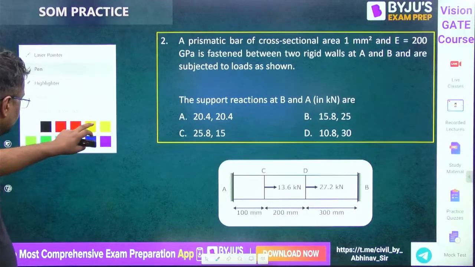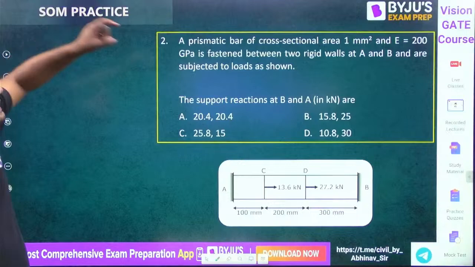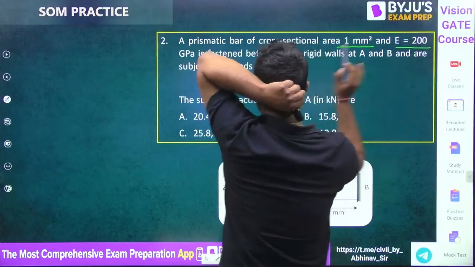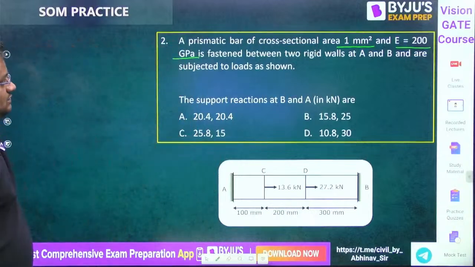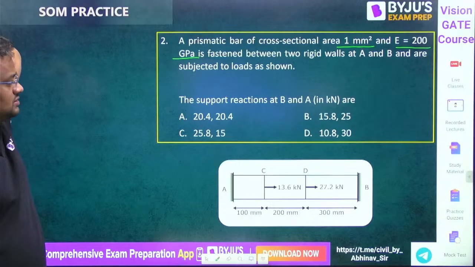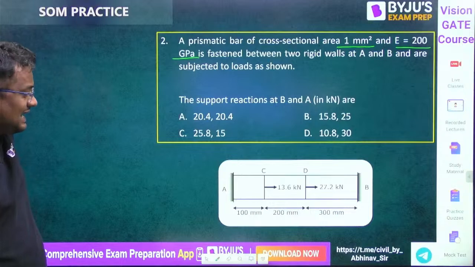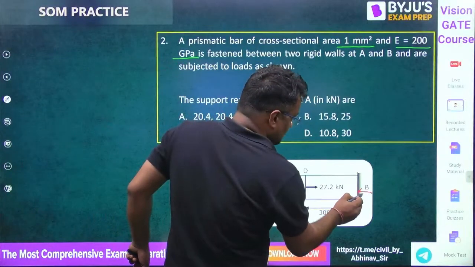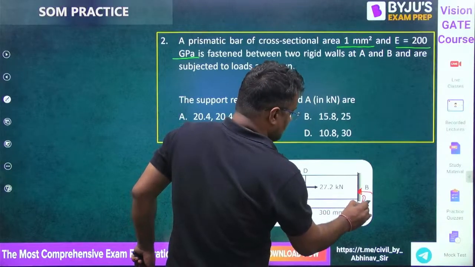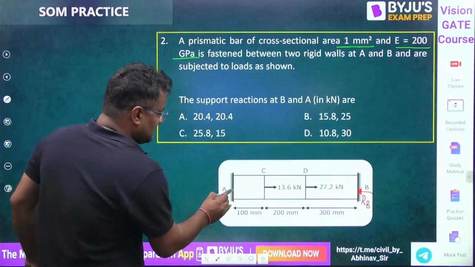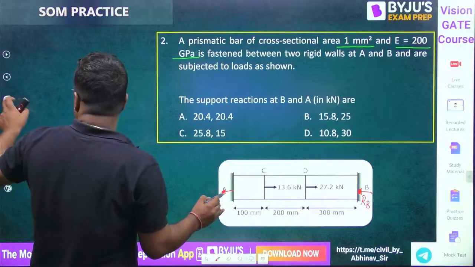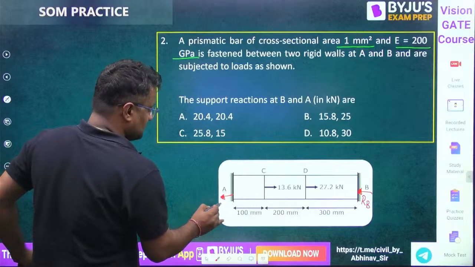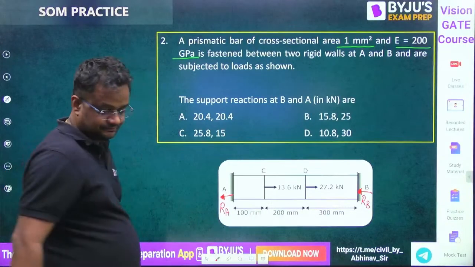Next question, guys. Excellent question. A prismatic bar of cross-sectional area 1 mm square, Young's modulus is 200 gigapascal, that is 10 to the power 9, is fastened between two rigid walls. The support reactions at B and A are... Guys, I can take any direction. If my answer is coming in negative, that means my directions are wrong. So this is RB, this is RA.